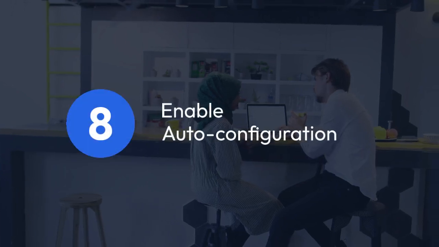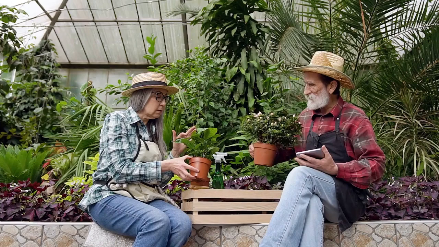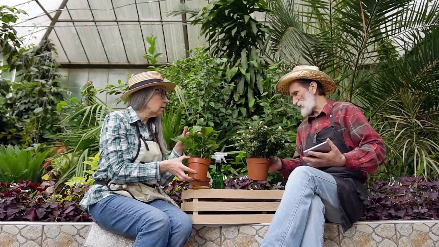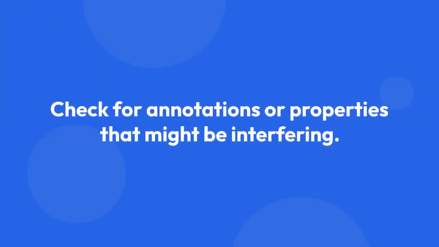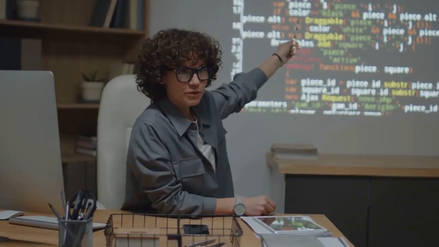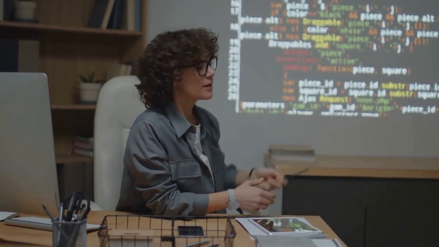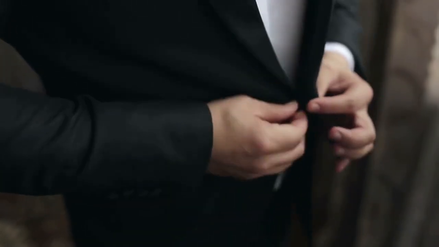8. Enable auto-configuration. If you're overriding a lot of configuration manually, ensure you're not unintentionally disabling auto-configuration that's crucial for JPA setup. Check for annotations or properties that might be interfering. 9. Examine logs. The Spring Boot logs usually provide detailed information about the startup process and any errors encountered. Look for clues in the log files to pinpoint the exact cause of the issue. Examine the stack trace carefully for further details.